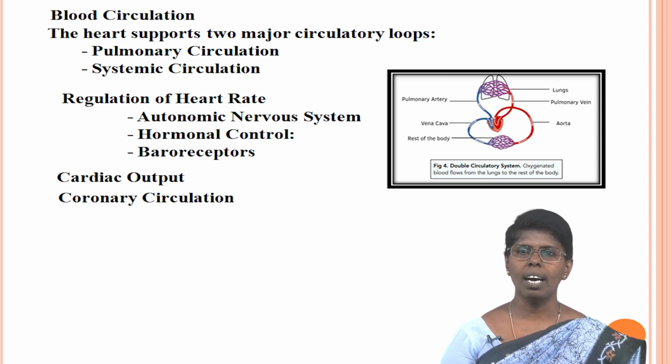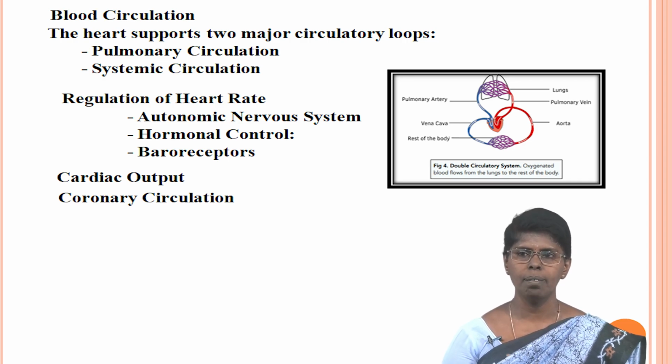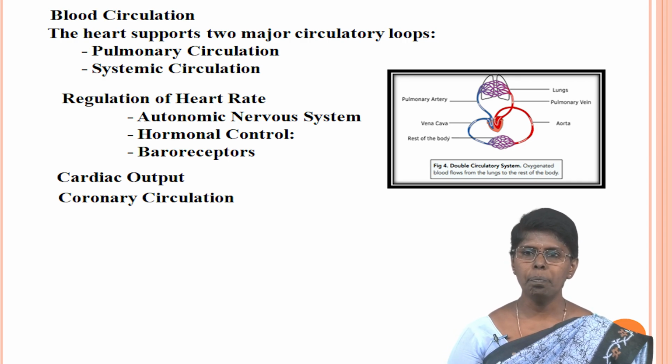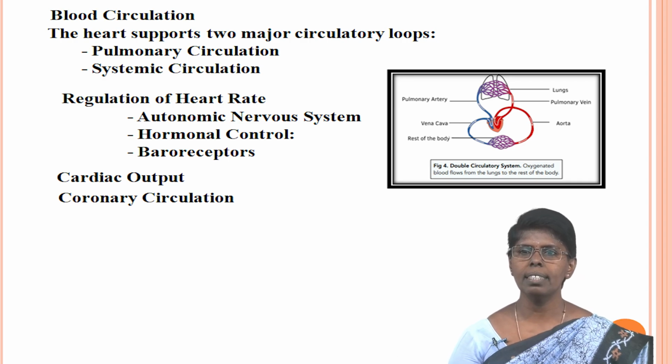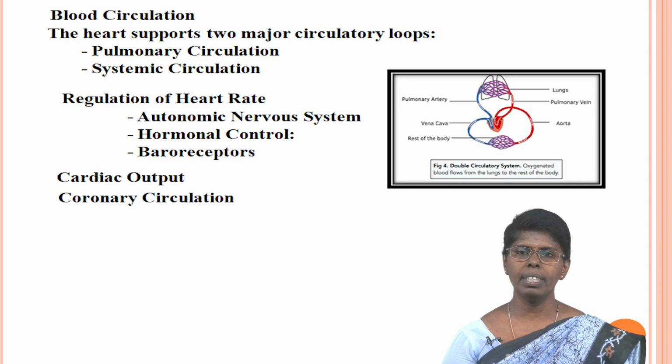The right side of the heart pumps deoxygenated blood to the lungs via the pulmonary artery. In the lungs, blood picks up oxygen and releases carbon dioxide. The oxygenated blood returns to the left atrium via the pulmonary veins.